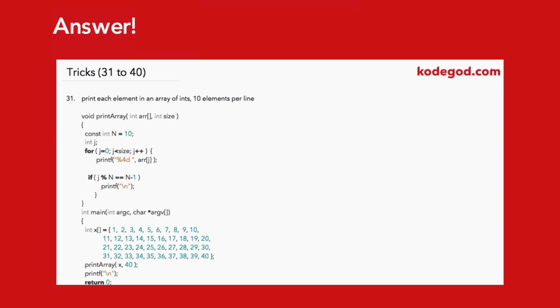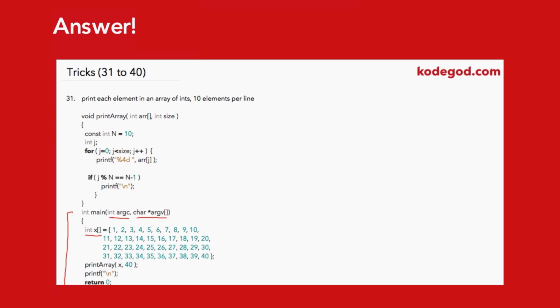Time's up. Here is the answer. So this would be our array elements. So this is our main function, and inside of the main function we have argc and argv, which is completely optional. We can skip this part, and we have our integer array after that.